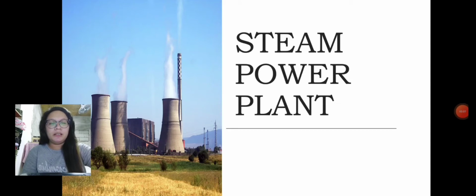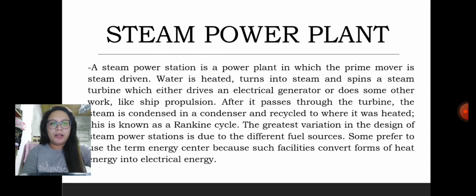So what is a steam power plant? Steam power plant is a type of power plant in which the prime mover is steam driven. Water is heated, turns into steam, and spins a steam turbine which either drives an electric generator or does some other work like ship propulsion. After it passes through the turbine, the steam is condensed in a condenser and recycled to where it was heated. This is known as a Rankine cycle.